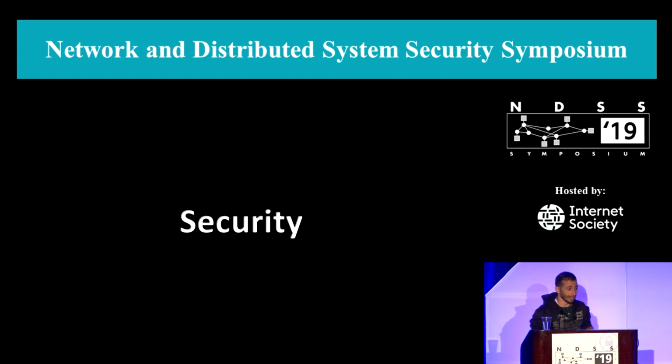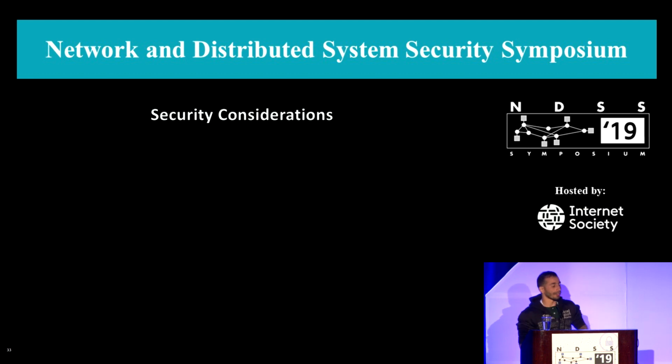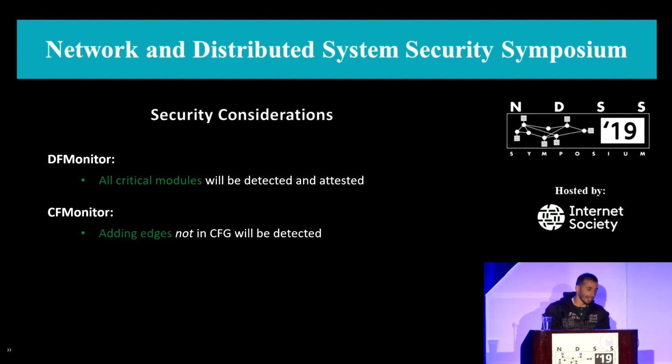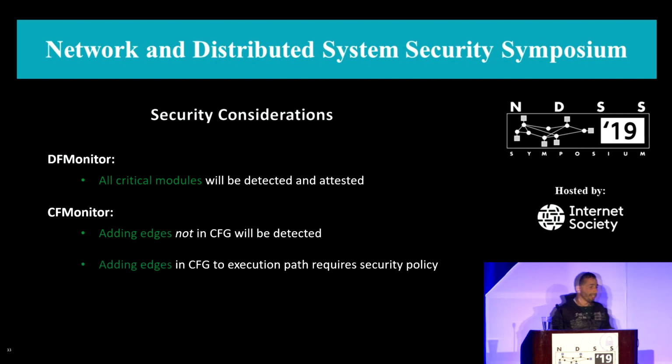So last but not least, of course, the security. Since the DF monitor has a full overview of the communication, it could detect all critical modules, so the attacker can't actually change the data with a module that is not attested. The CF monitor can detect any edges or any jumps that are not in the CFG, for example, return-oriented programming attacks. Any jumps not in the CFG will be detected, this goes back to the policy.